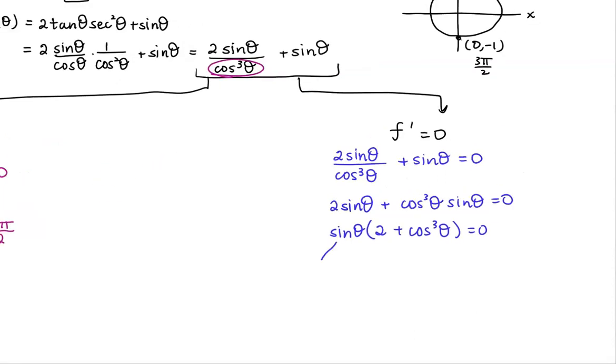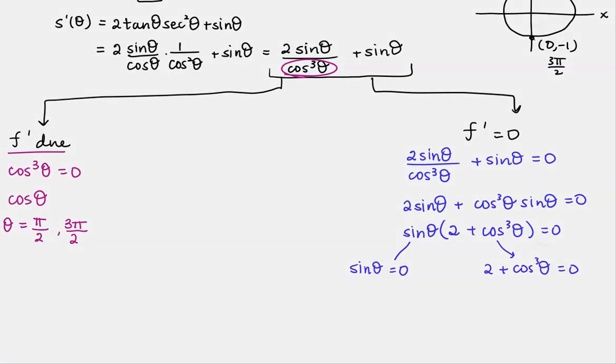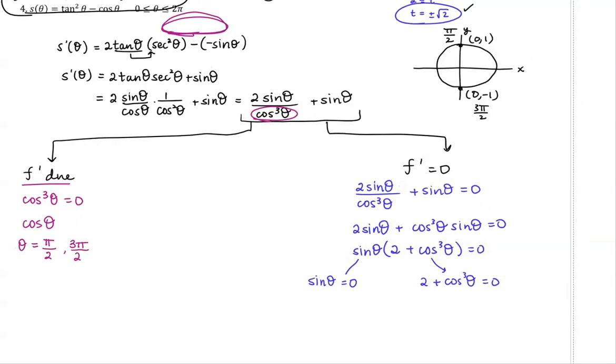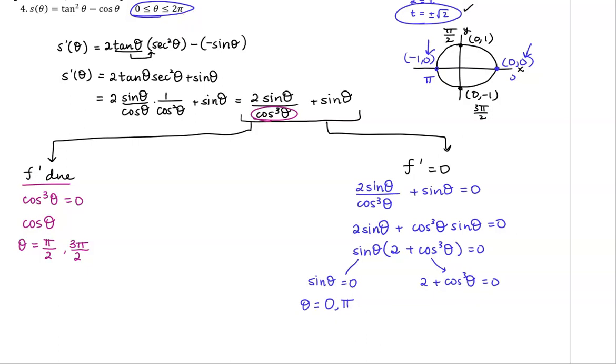So now we're going to set both of our factors, sine theta equal to 0 and 2 plus cosine cubed theta equal to 0. The first equation is already solved. The two places where sine is equal to 0 that are between 0 and 2 pi, because remember we're still working in that interval, are at 0, where sine is 0 because sine is the y-coordinate, and at pi, where sine is 0 because sine is the y-coordinate. So the two answers we get here are 0 and pi.